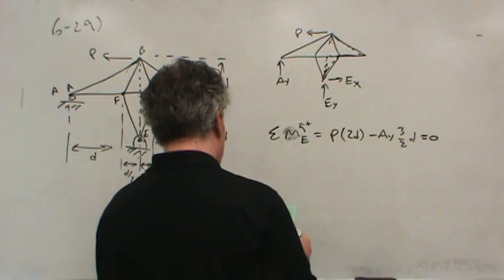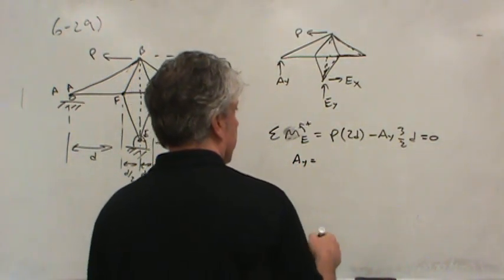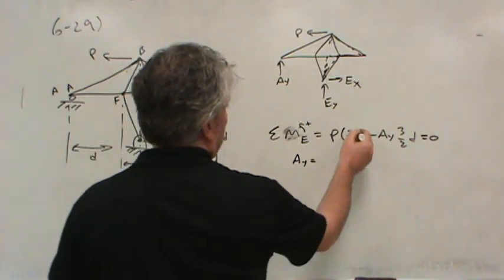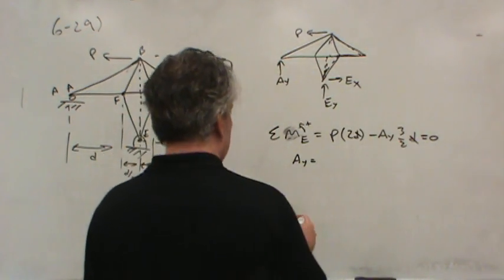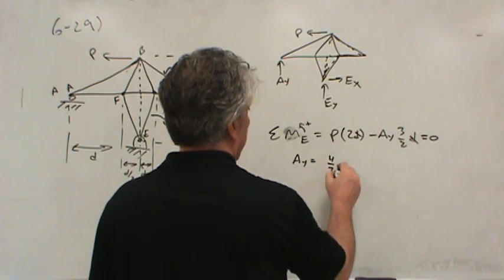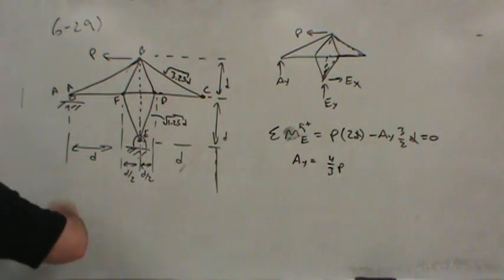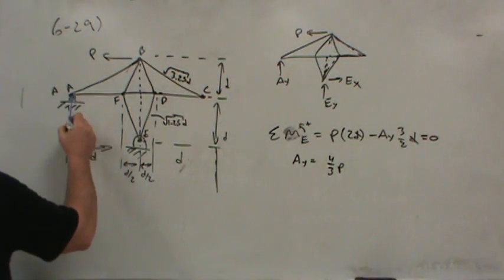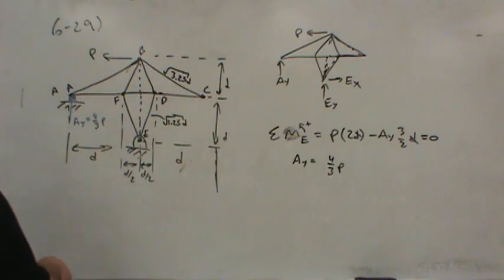So now we can write AY in terms of P. Notice the D cancels. And so we would simply get AY equals 4/3 of P. So I'm going to draw the reactions in blue and just write AY equals 4/3 of P directly on the diagram.